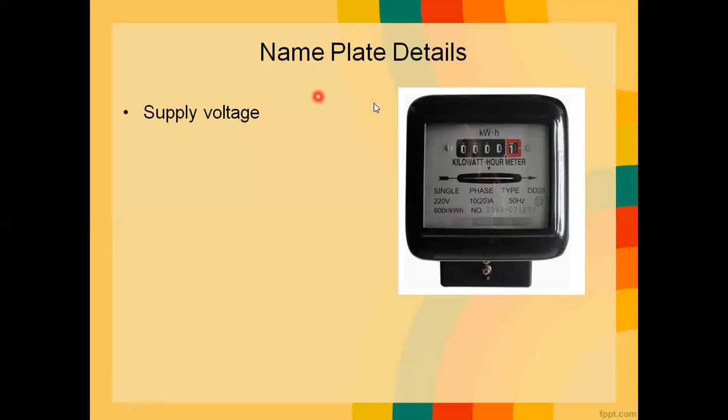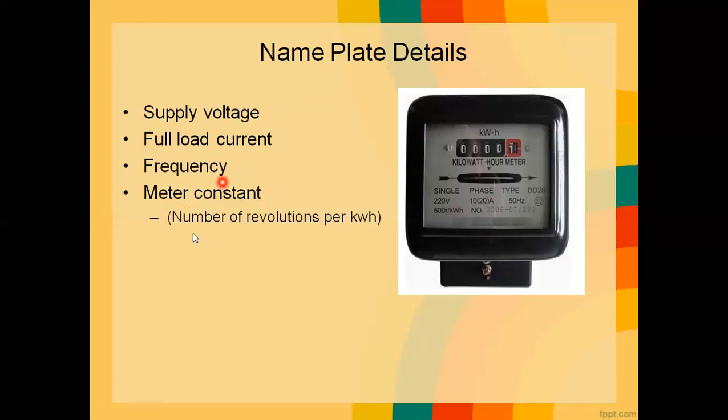So let us see what the nameplate details are. It is of course displayed on the meter, but let us see them one by one. We have the supply voltage displayed, full load current displayed, frequency, and meter constant. What is the meter constant? It is in terms of number of revolutions per kilowatt hour. So let us cross check if we have these things mentioned in the practical induction type energy meter.